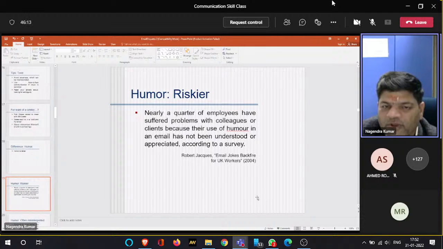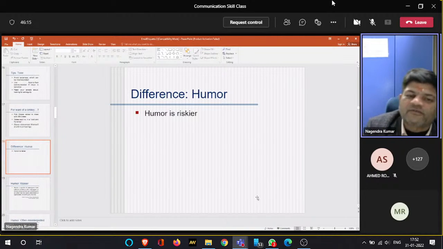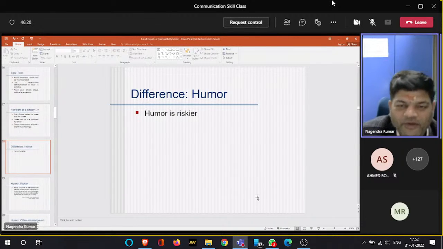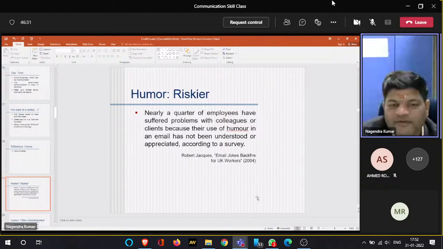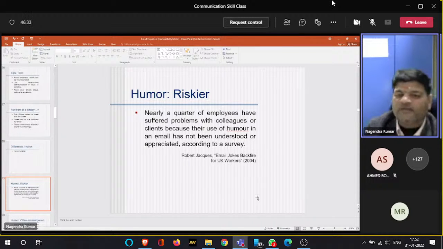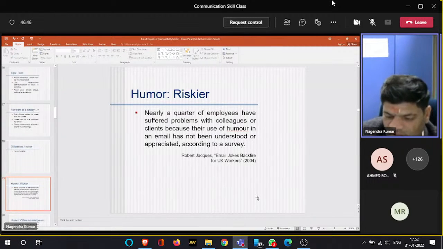So you can use humor, but humor is riskier. Why? Because there are many people who don't understand humor. And if people don't understand humor, then it will lead to rumor. So that is why this is so important. Nearly a quarter of employees have suffered problems with colleagues or clients because their use of humor in an email has not been understood or appreciated, according to a survey. And that is why using humor in your professional email may be risky.